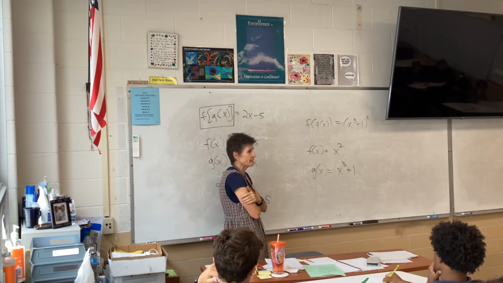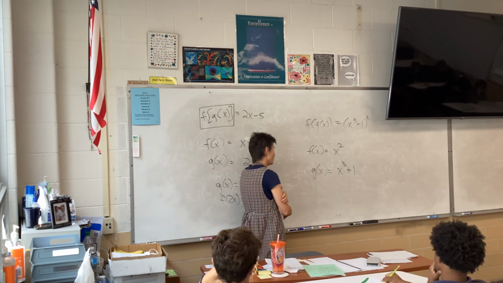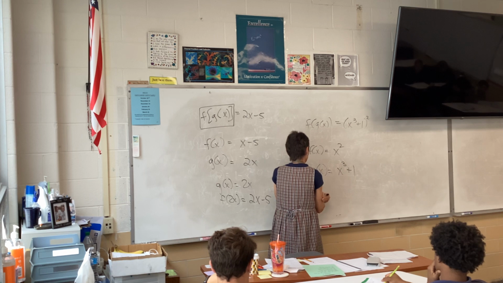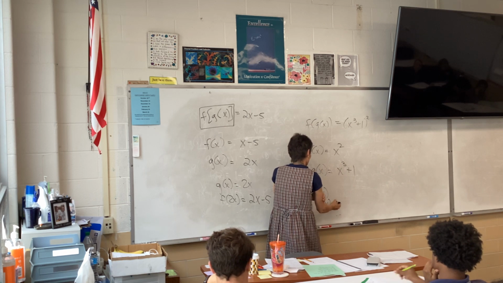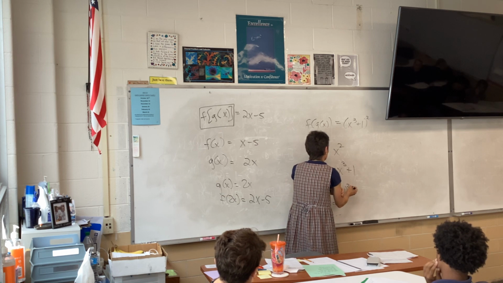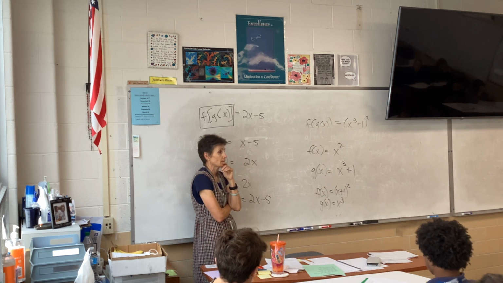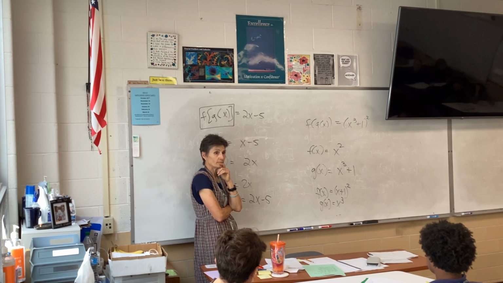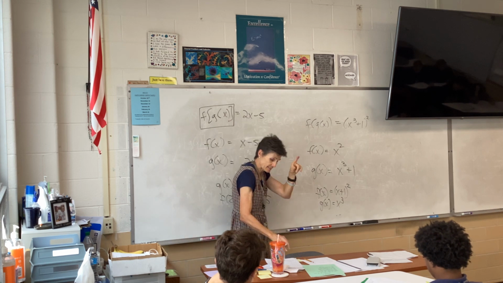Is that the only option? No. What would be another one, Sydney? Make g of x x cubed, and then make f of x x plus 1 squared. Right? Nicely done, Sydney.